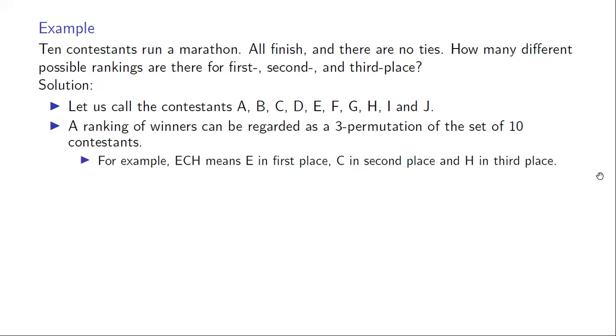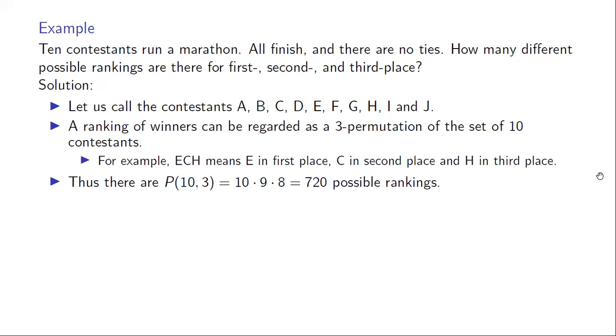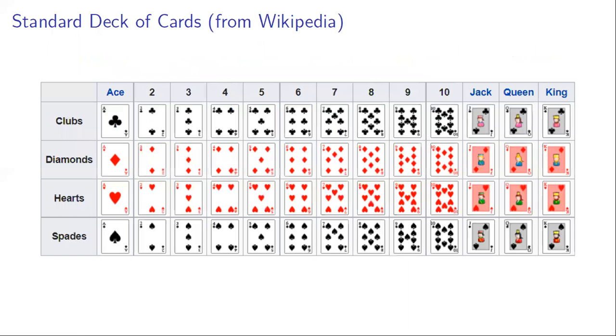All right, so a ranking of winners can be thought of as a 3-permutation of this set of 10 players. Thus, there are P of 10, 3, which is equal to 720 possible rankings. Now, you didn't really have to use this notation in this question, right? You could have just used the plain multiplication principle to figure it out without even thinking about the permutation, P 10, 3 notation. However, it is a nice little shorthand.